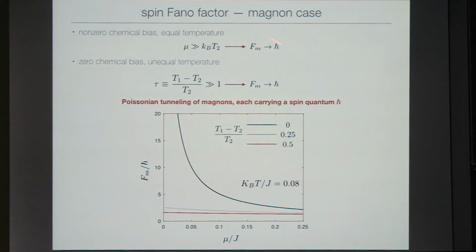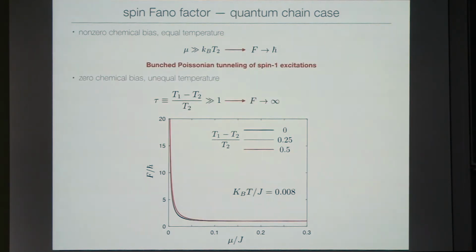And so in either case, a large thermal bias or large chemical bias, you can push the system toward this Poissonian tunneling of magnons, each carrying a spin quantum of H bar. And that's just a pictorial representation of the result.